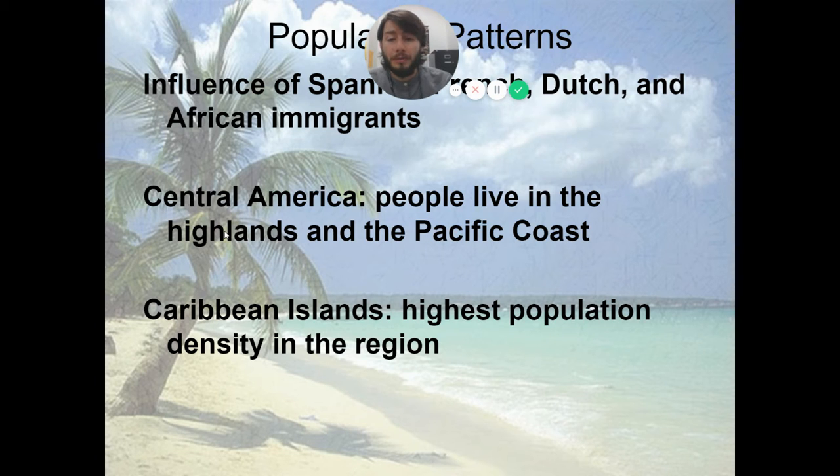Central America, people live in the highlands and along the Pacific coast. The Caribbean islands have the highest population density in the region. So in all of Latin America, the Caribbean has the highest population density, which makes sense if you think about it logically. The Caribbean islands are very small; they're teeny tiny islands, and they have a pretty good sized population. So, not a lot of space, quite a lot of people, high population density.